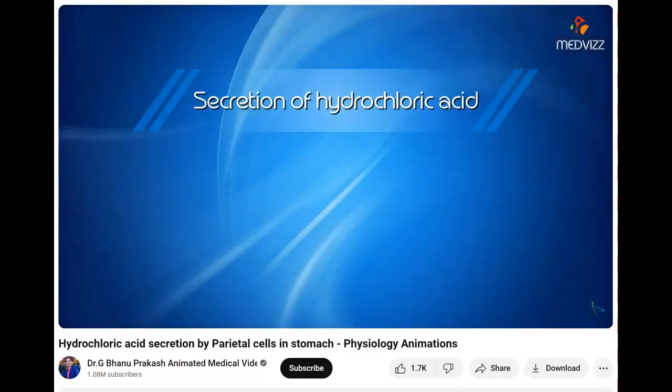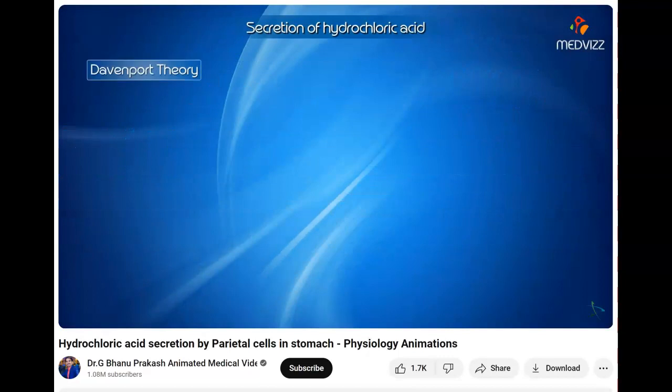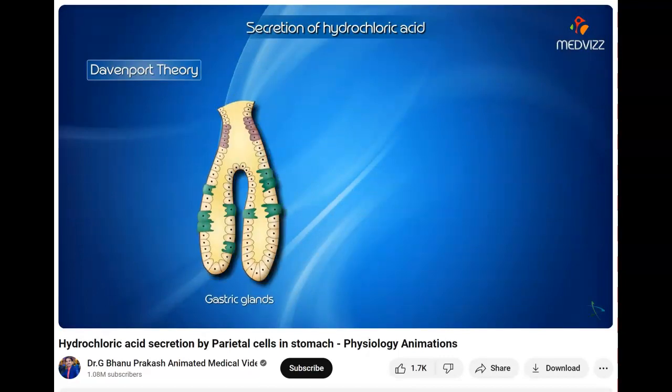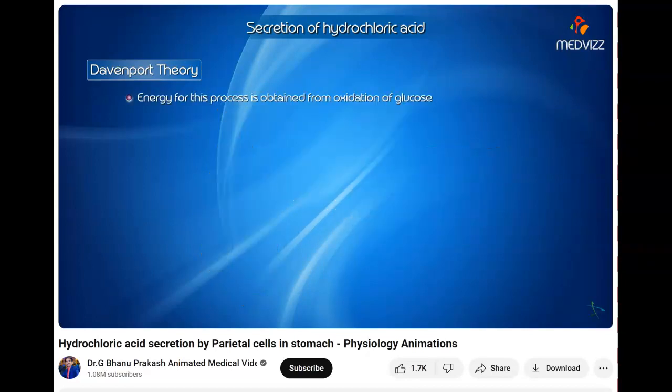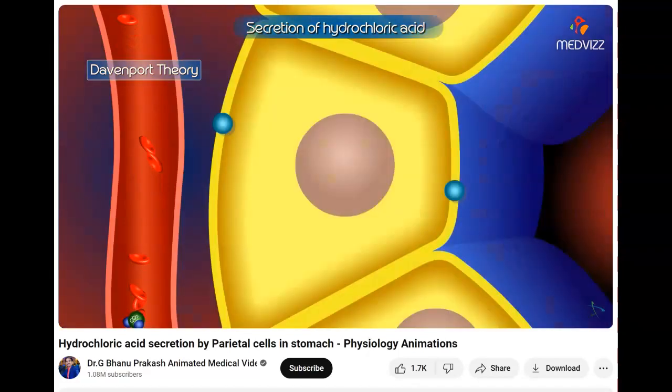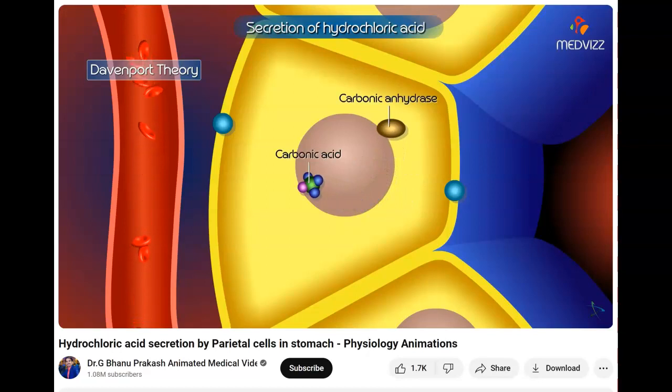Secretion of hydrochloric acid. Davenport theory. Hydrochloric acid secretion takes place in the canaliculi of the parietal cells in gastric glands. Energy for this process is obtained from oxidation of glucose. Carbon dioxide is derived from metabolic activities of the parietal cell and from blood as well. Carbon dioxide combines with water to form carbonic acid in the presence of carbonic anhydrase.